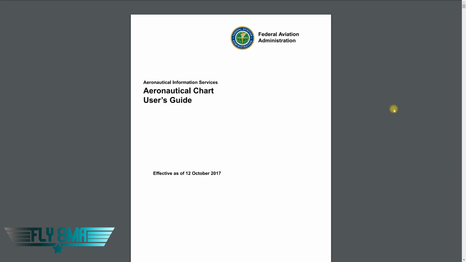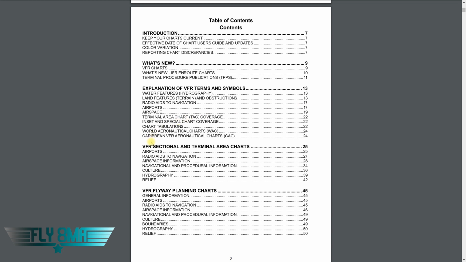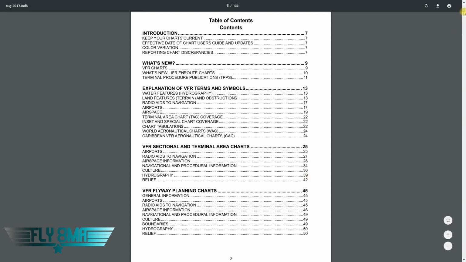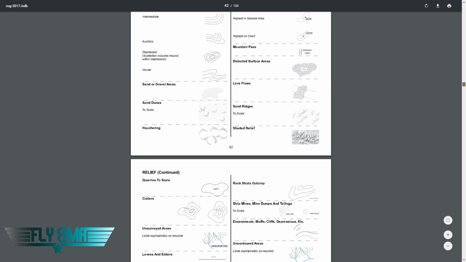And so now that this thing loaded up, we'll go ahead and go on down to the table of contents. We're looking at VFR sectional and terminal area charts. We're looking at a TAC chart right now, and we want to know about the hydrography, if I'm saying that word correctly. Hopefully I am. So we're going to go on down to page 39. We'll start off there and see what we can find and what's explained to us.